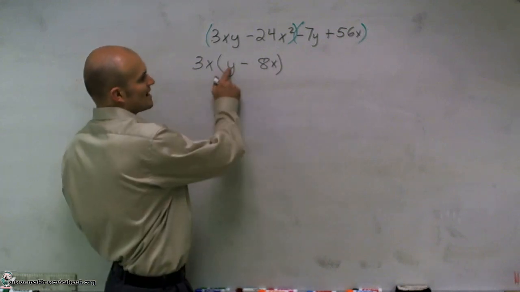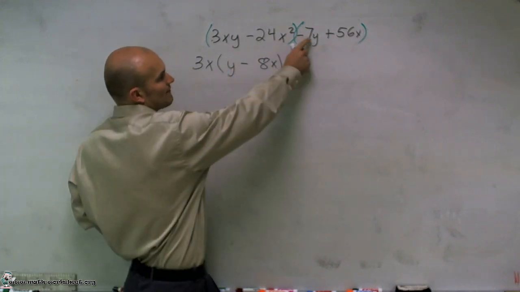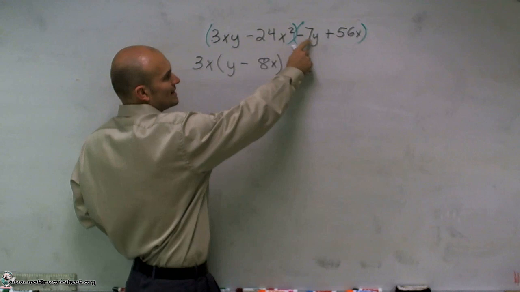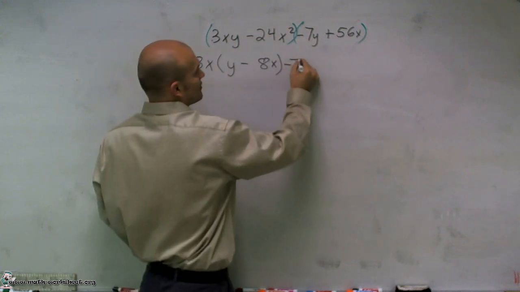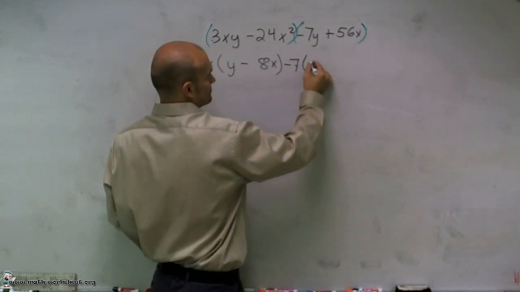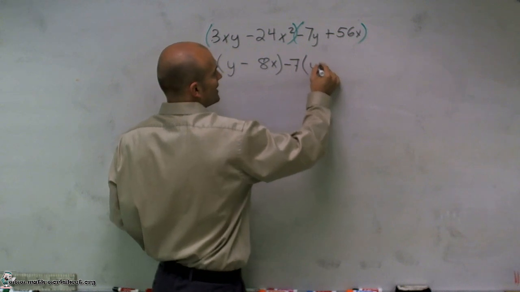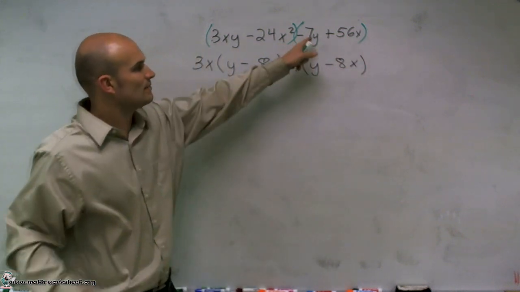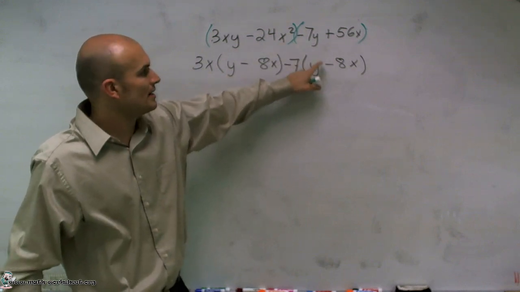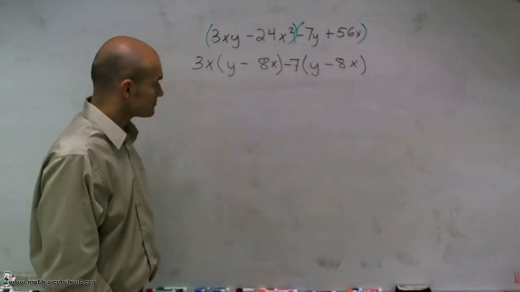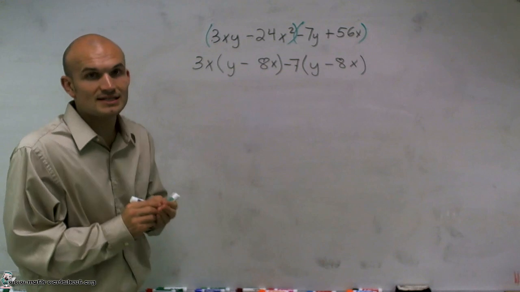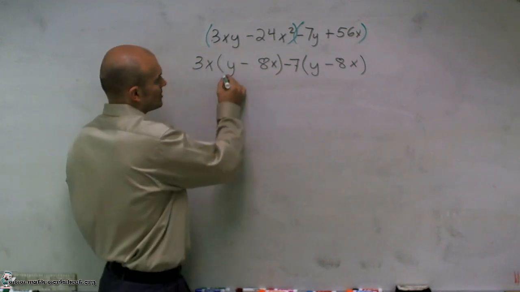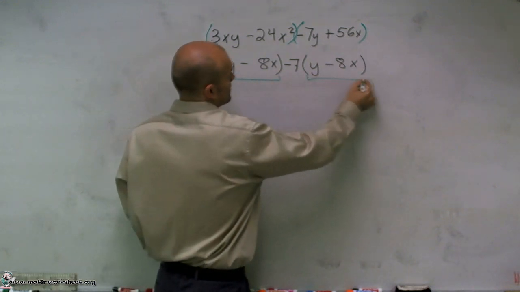So since I have a y here, I'm going to want to factor out not just a 7, but a negative 7. Therefore, I'll still get a y inside. So when I factor out a negative 7 from a negative 7y, I'm left with a y minus 8x. Now you can see that these two terms are exactly the same.